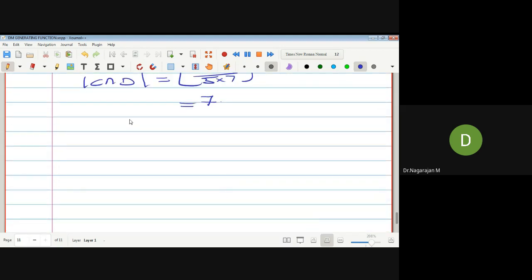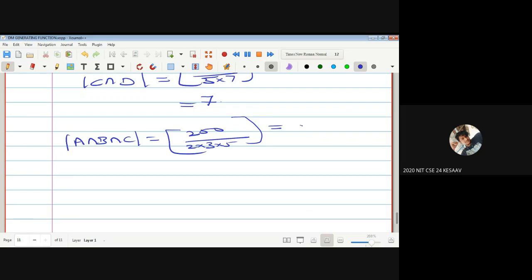Now using the third combination. What is the third combination? Determine the cardinality of A intersection B intersection C. Number of values equal to 250 divided by 2 into 3 into 5. What is the result? Sir, 8.33. 8. Okay, super.